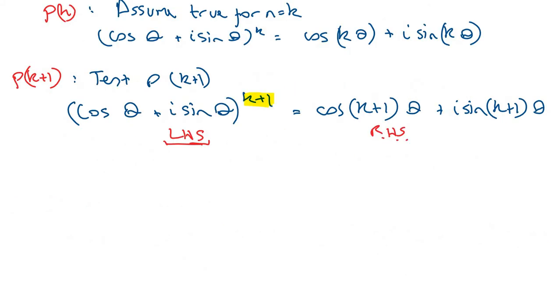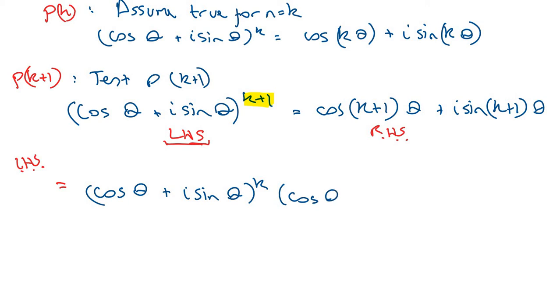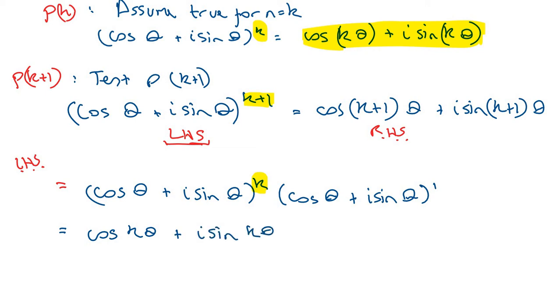So (cos theta plus i sine theta) to the power of k plus 1 is just equal to, we're just dealing with the left hand side now, (cos theta plus i sine theta) to the power of k times (cos theta plus i sine theta) to the power of 1. I'm going to use the assumption that I made at the start, that (cos theta plus i sine theta) to the power of k is equal to cos k theta plus i sine k theta, and use that to expand. So that's equal to (cos k theta plus i sine k theta) times (cos theta plus i sine theta). Now I'm going to expand out the brackets.